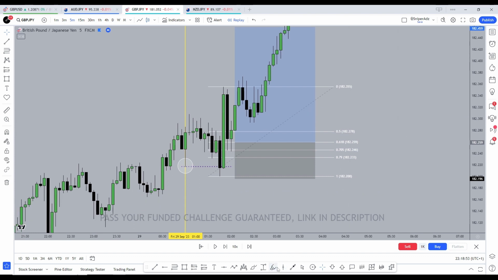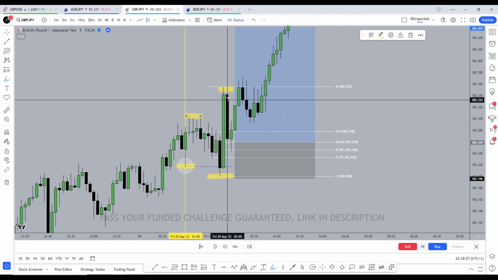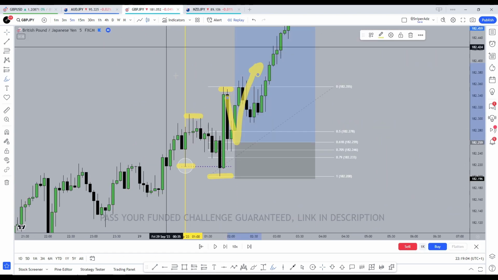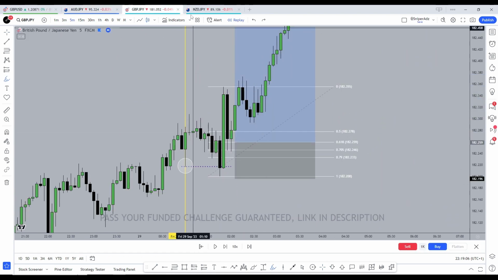So just to run you through this again, we had the liquidity marked out, we had the sweep, we had the break of this previous high, we had the retracement, we had the continuation, and it looks beautiful, just like this example right here. So with that being said, now let's move on to the second example.